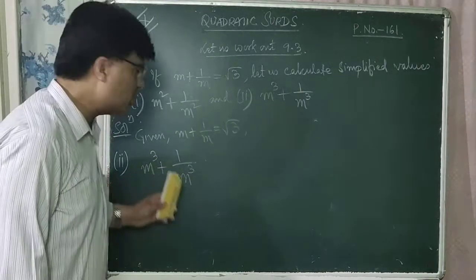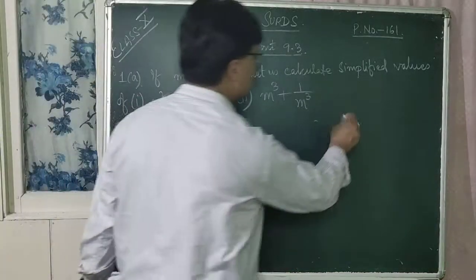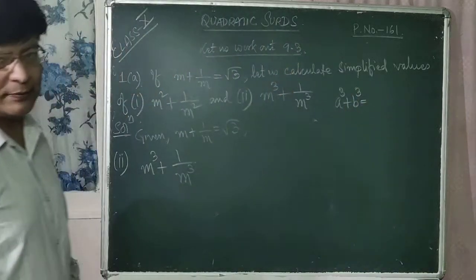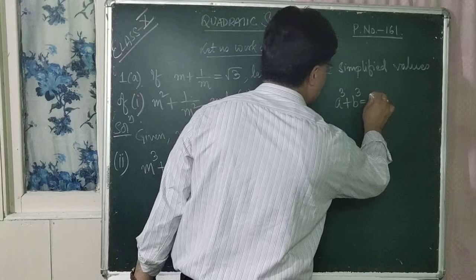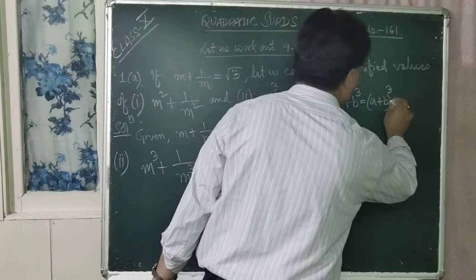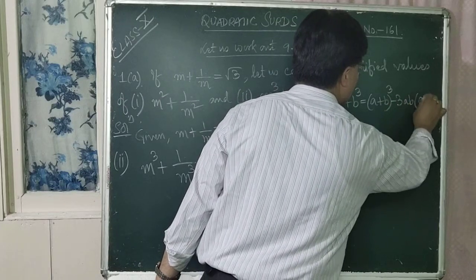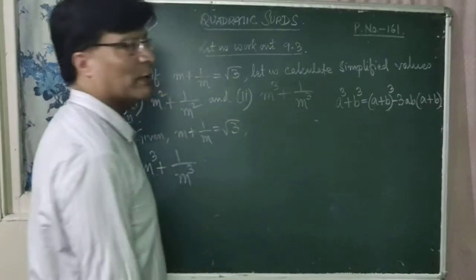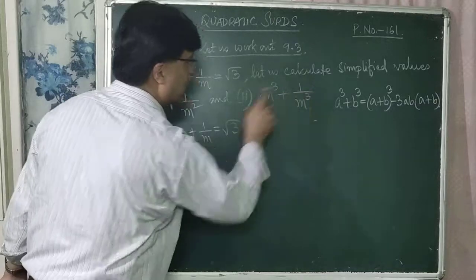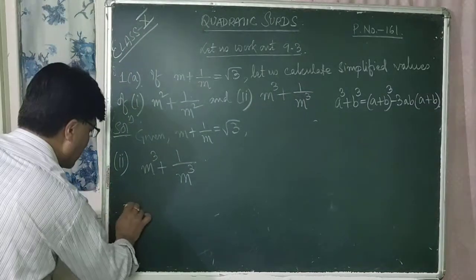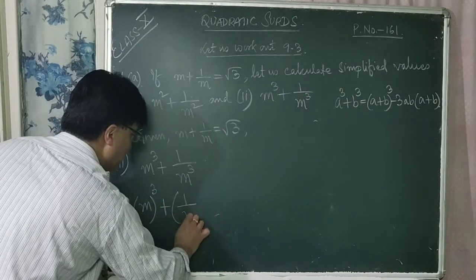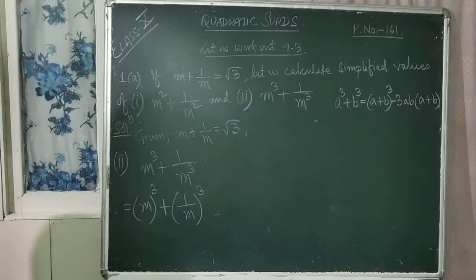Which formula is used in this case? You can use this formula: a cube plus b cube is equal to a plus b whole cube minus thrice ab into a plus b. Let us write this m cube plus 1 upon m cube in the form a cube plus b cube. What is a whole cube here? m whole cube plus, what is b whole cube? It is 1 upon m whole cube.